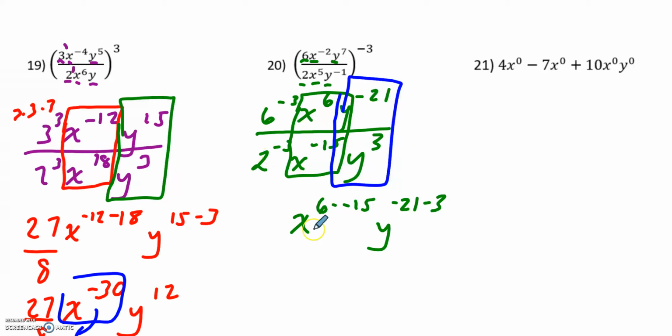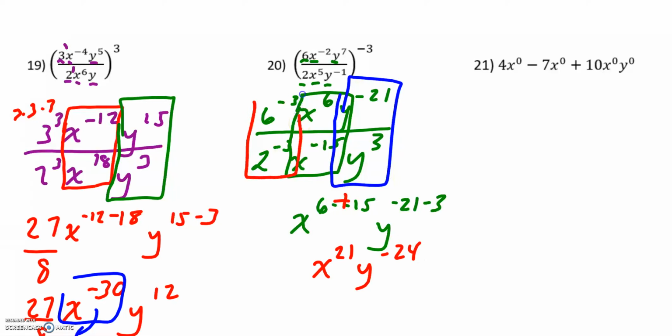So this would be x to the 6 minus negative 15, which is a plus. So x to the 6 plus 15 is x to the 21st power. And this would be y to the negative 21 minus 3 is the negative 24th power.